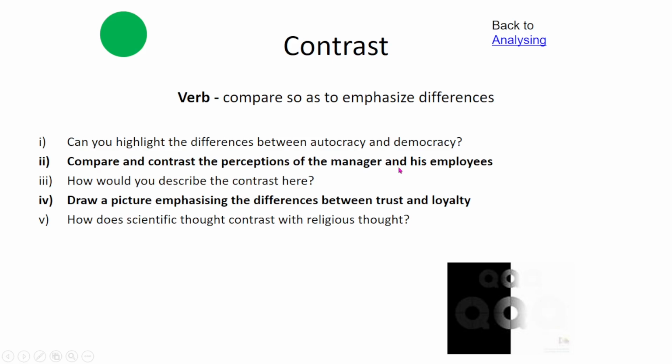Differentiate. Recognize or identify as different, distinguish. Can you differentiate between fact and opinion in the article? What criteria do you need to differentiate these? Discriminate. Recognize a distinction.